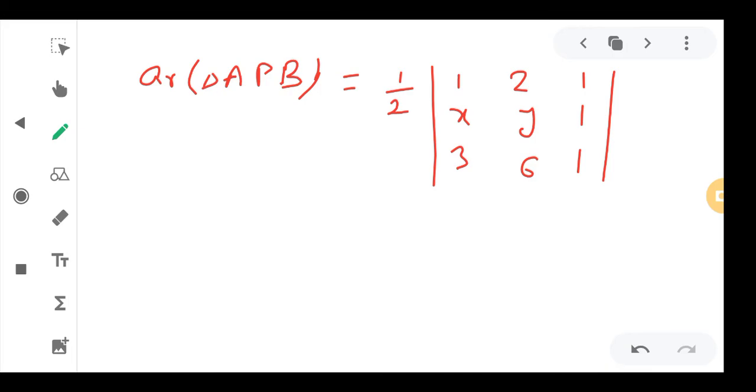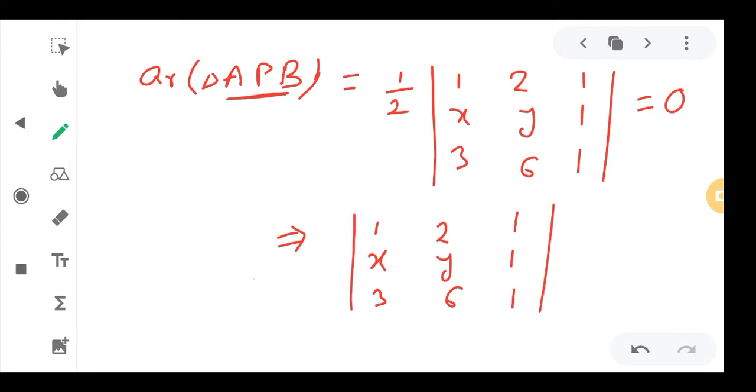This area will be 0 because A, P, B are collinear. If you take the 1 upon 2 to the other side, 0 upon 1 upon 2 will be 0. So I am writing again: this will be 0. Now we have to calculate.